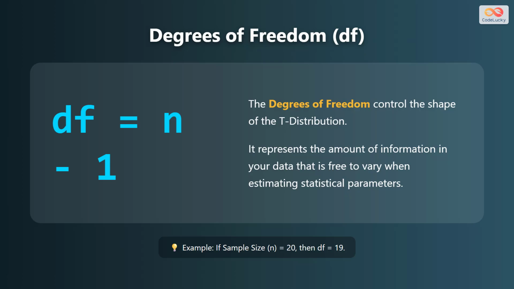A critical concept in t-tests is degrees of freedom, often abbreviated as DF. For a one-sample t-test, this is calculated as your sample size minus 1. The degrees of freedom determine the exact shape of the t-distribution we use. As your sample size gets larger, you have more degrees of freedom.